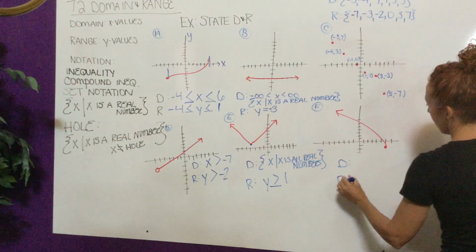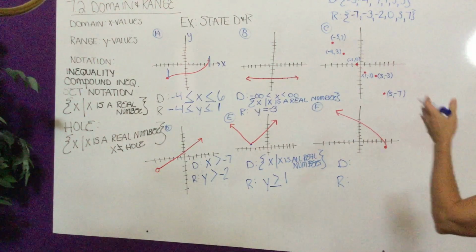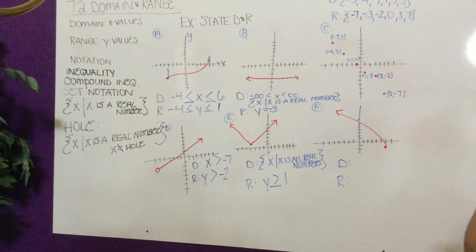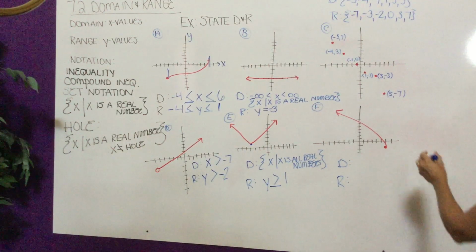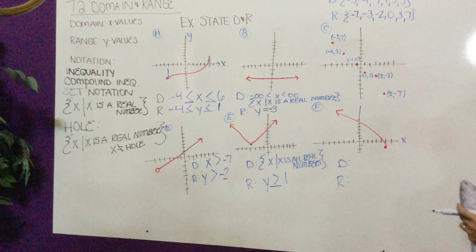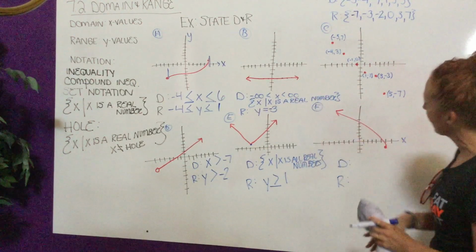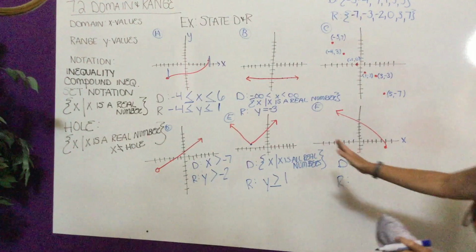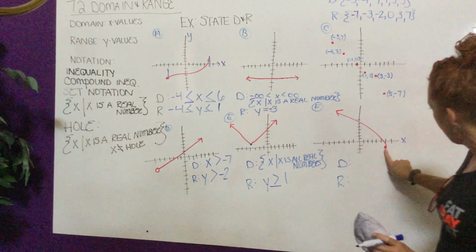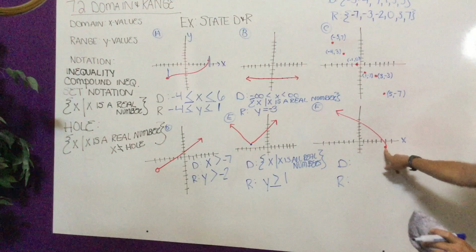Domain and range. So left to right first. I almost said lowest to highest. Here are my x values, left to right. And so it looks like my graph goes to negative infinity forever, and it looks like the largest value it ever becomes is positive 6.